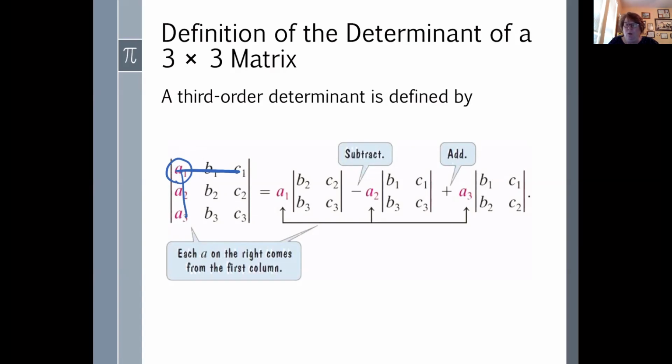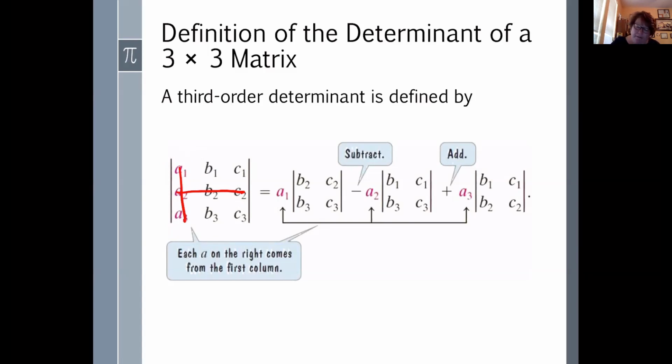So you're going to take A1 times B2, C2, B3, C3. Then you're going to take the next one, A2. You're going to cross out the column and row that contains A2. And what's left over, you're going to take that determinant, B1, C1, B3, C3 times A2. But the second one you subtract. So the first one is A1 times that determinant. Then you're going to subtract from it A2 times the other determinant.